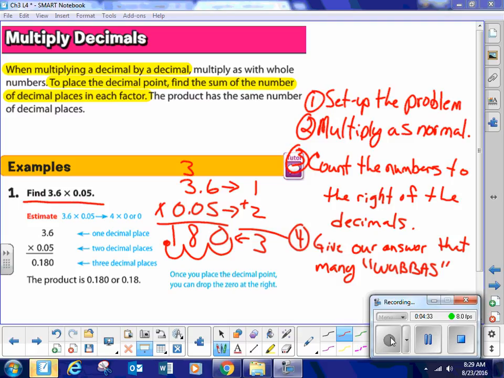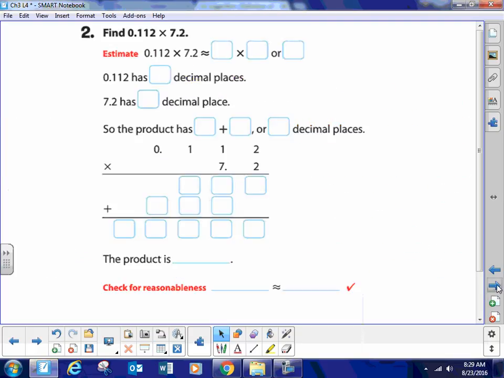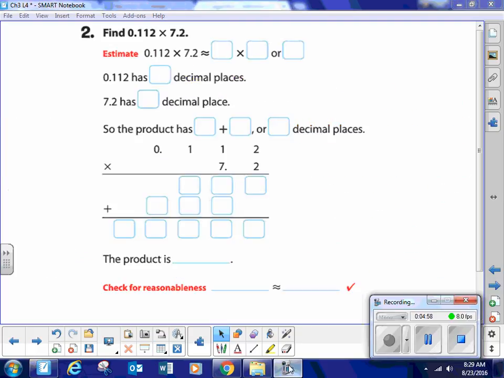So we give them that many wubbas, or that many decimal places. We added up the decimal places right here, 1 plus 2, and we made it 3. And we gave our answer that many decimal places, or as I call it in my class, wubbas. And then we're done. Look, we got the exact same answer. That's fantastic. Okay, on to the next page. Again, we could just fill this out.